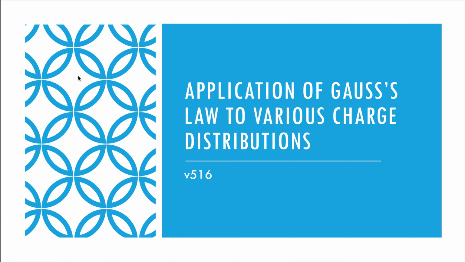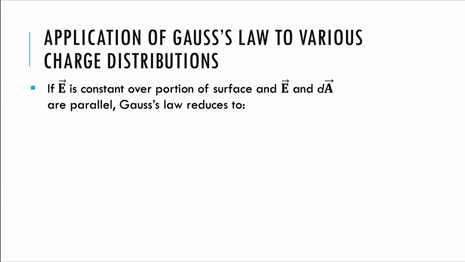The bulk of the work is going to be done in the guided examples that follow, but in this video I just want to go over a couple of very important points for how we're going to do these types of problems. So the two things to keep in mind when using Gauss's law is that the electric field has to be constant over the portion of that Gaussian surface that we choose for that charge distribution. And the second thing is that E and dA have to be parallel. This is going to allow us to use Gauss's law.